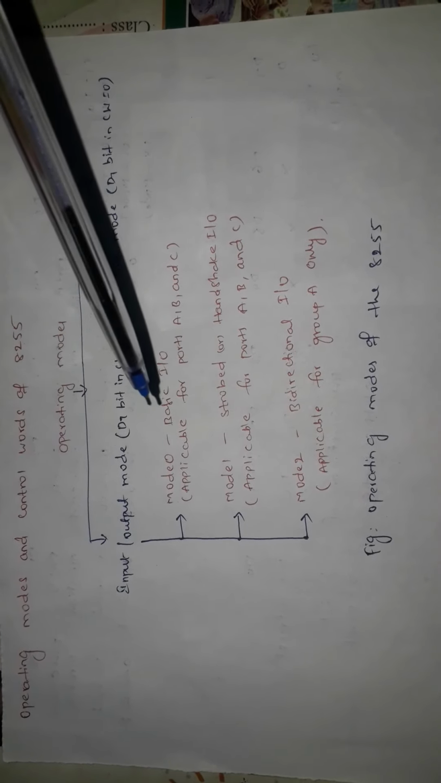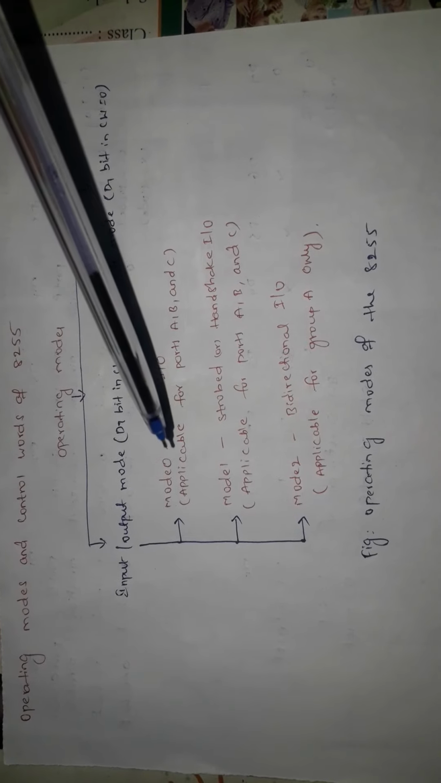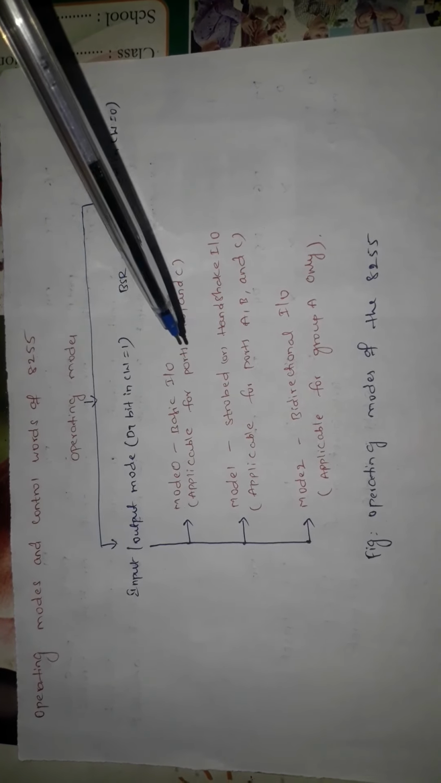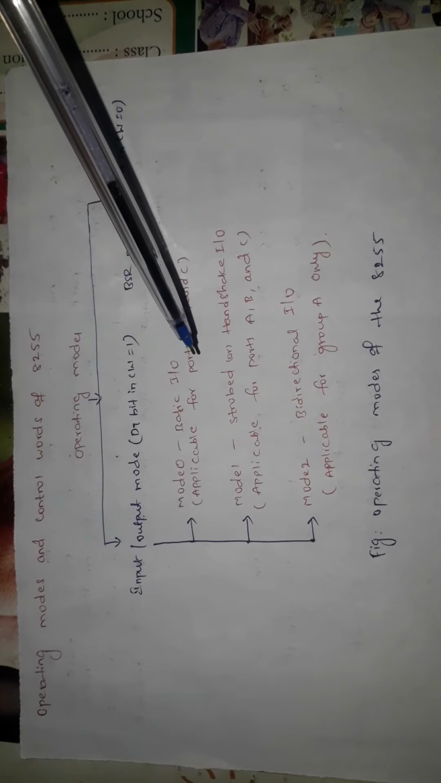In IO mode again we have 3 different modes: mode 0, mode 1 and mode 2. Mode 0 is the basic IO mode. No interrupts are accepted in this mode, so the 8255 does not accept any interrupts in mode 0. In mode 0, all the ports can be accessed for simple basic IO operation. Port A can be used, port B can be used, and port C can be used for simple IO operation.